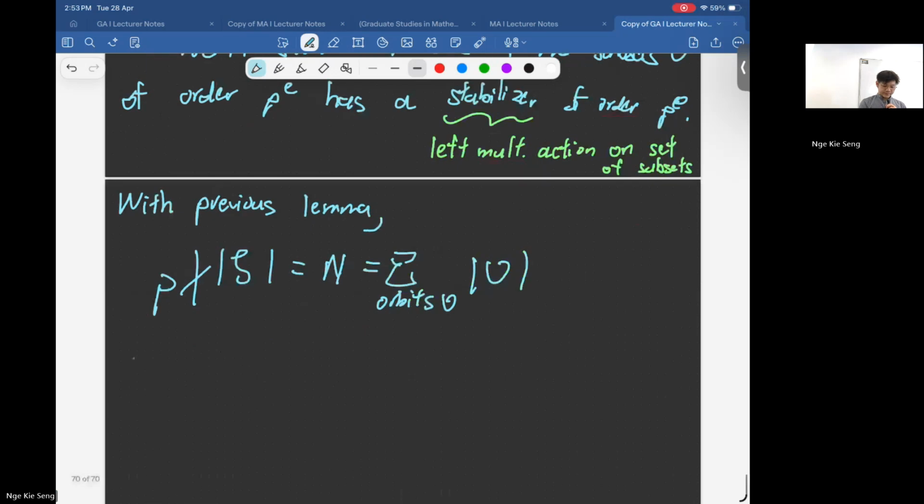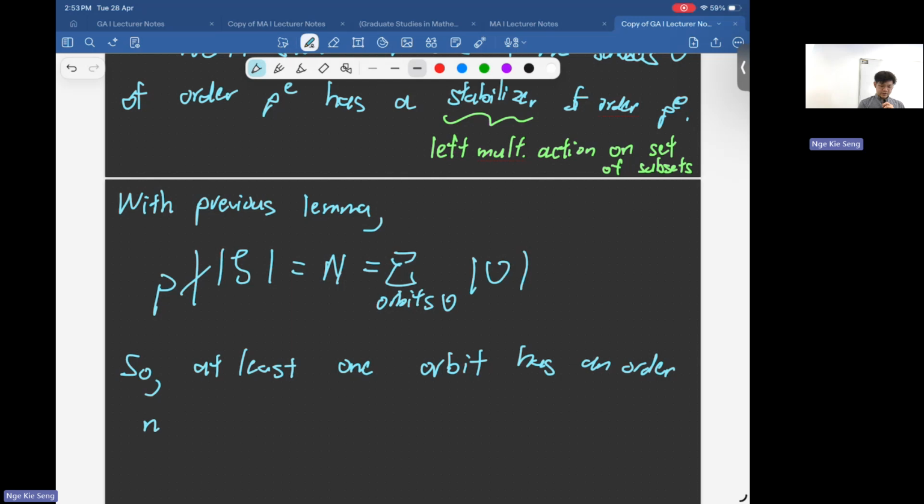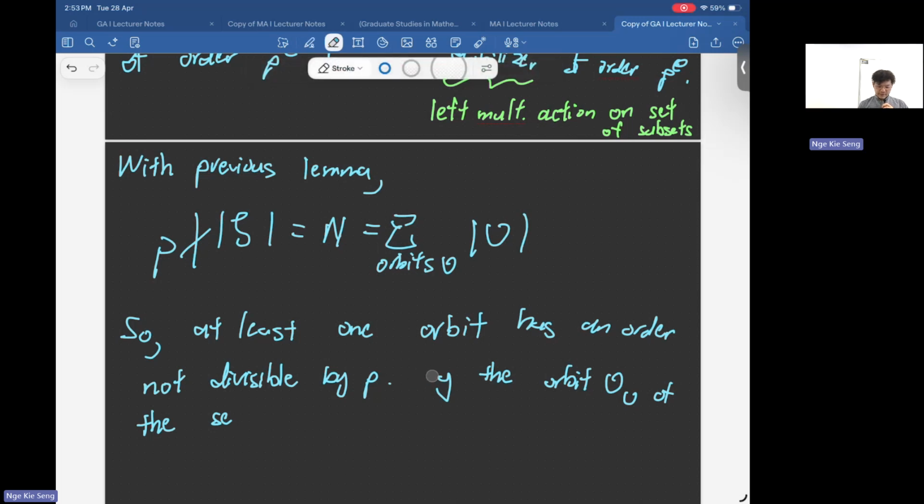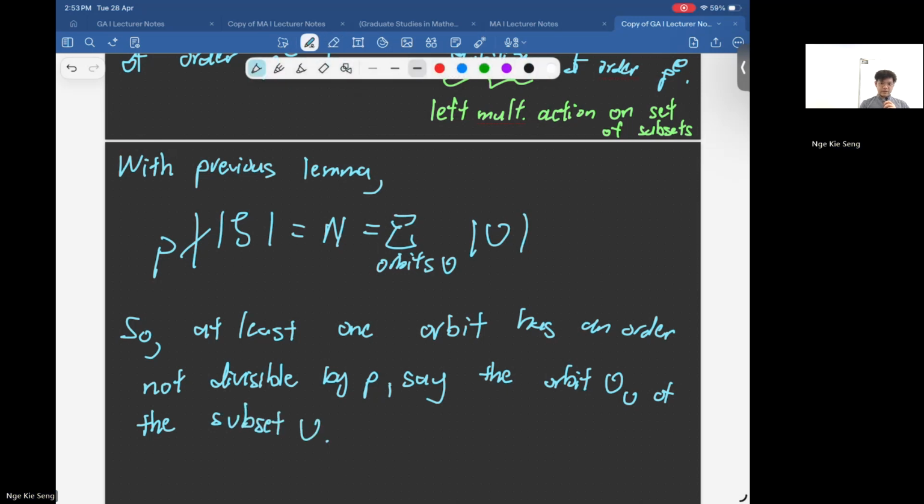Okay, so at least one orbit has an order not divisible by p. Okay, make sense? At least one of them is not divisible. So say it is the orbit of the subset U.